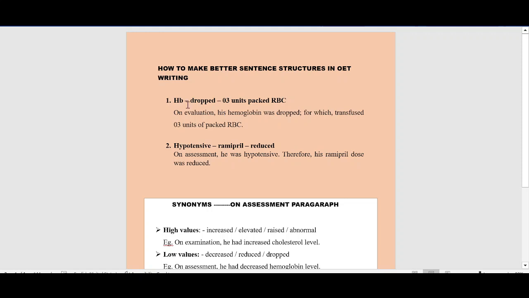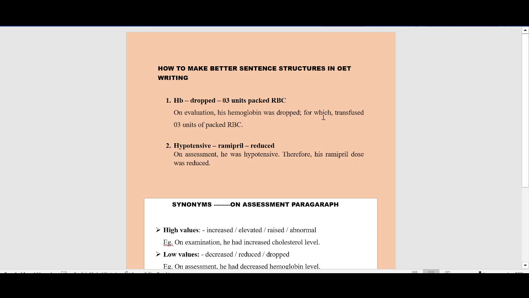So today I'm going to teach you this one: HB dropped, 3 packed units. How can you write this on evaluation? You have done the examination or assessment, and then what you found is that you can mention his hemoglobin. If the gender is female, her hemoglobin was dropped, and between that you should put a semicolon plus a comma. Don't miss that punctuation.